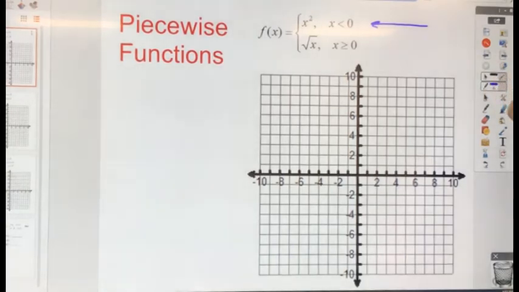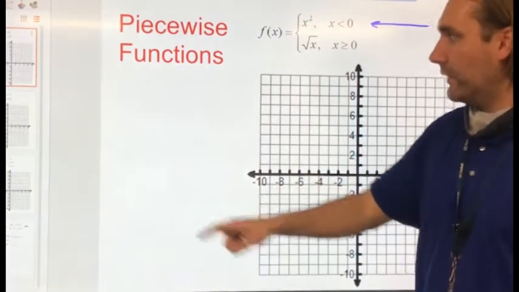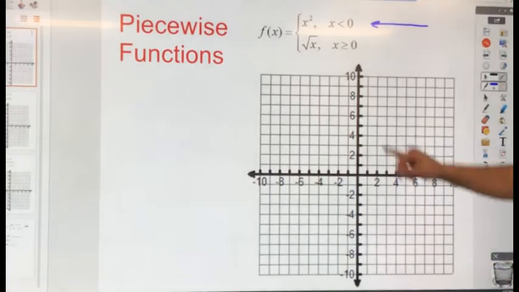So the first thing we're going to do with piecewise functions is learn how to graph them, and then we'll learn how to evaluate. So x squared, quadratic, what does that look like?